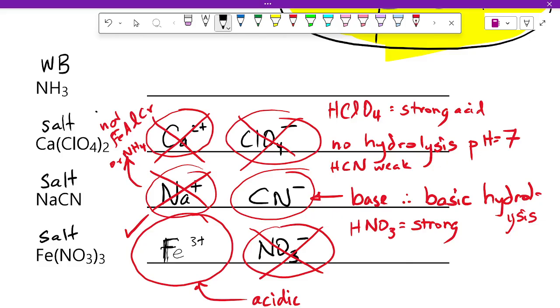Go look it up on your table. What does iron do? It should say there are 6 waters attached to it when it dissolves in water. It grabs onto 6 waters, and the waters provide the hydrogen for it to be an acid.